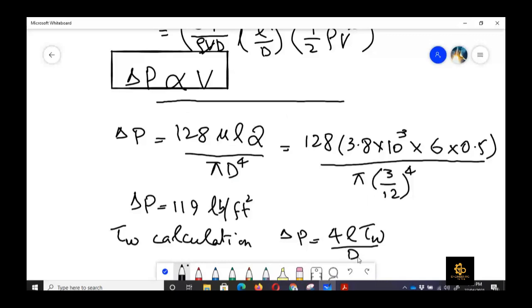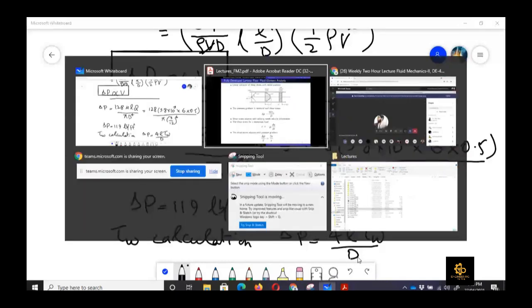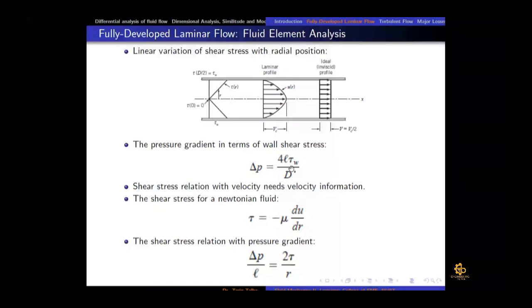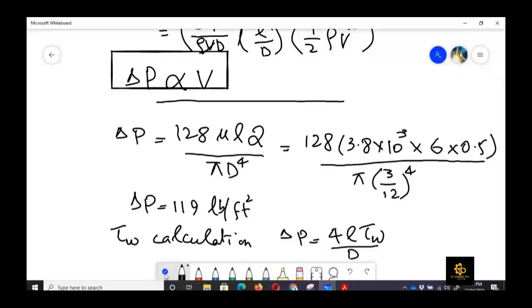Now, a word of caution here, that this relation is only valid for laminar flow. So it means that first of all we need to determine whether this pipe flow is laminar or turbulent. If this is a laminar pipe flow, only then we can apply this relation. So let me do that.